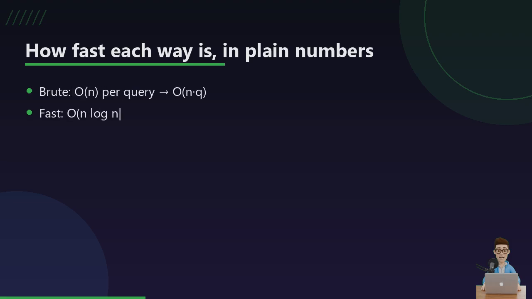Quick note on the shorthand: n just means how long the string is, and Q means how many questions we get asked. The simple way does about n steps for every single question. So a string of 100,000 characters with 100,000 questions means 10 billion steps, which is far too slow. The fast way does its upfront work, then answers each question almost instantly. Way fewer steps, and it finishes with room to spare.